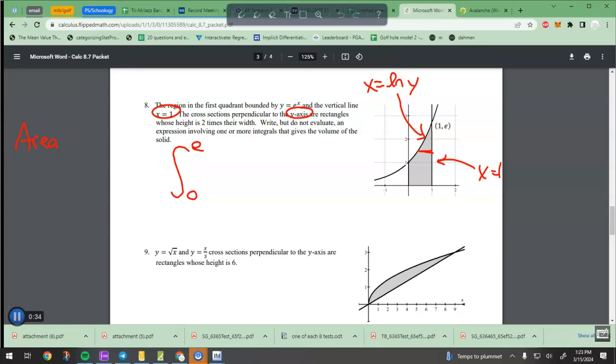The area of all of the rectangles that are coming out, because remember these are rectangles coming out at you. The height is 2 times the width. So I know the area is the height times the width, but the height is 2 times the width. So I can replace that, and then the area becomes 2 width times width. So my area is 2 width squared. That's dy, because we're in y's. And then in general, not specific to this problem, what's going to go in that slot?